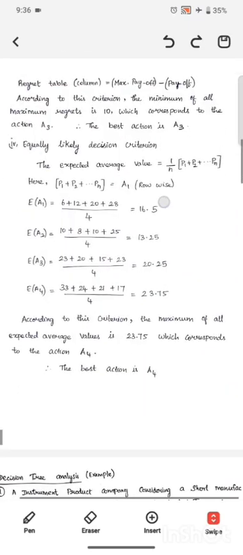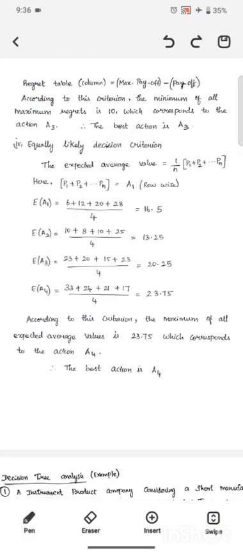And next is equally likely decision criteria. For equally likely decision criteria, we have a formula here. The formula is 1 by n, p1 plus p2 plus till pn. This n value represents the number of states. So the p values are the payoff values from state 1 to state 4. For EA1, A1 is the average value. So the average one we are indicating as A1. The expected average value we are indicating using EA1.